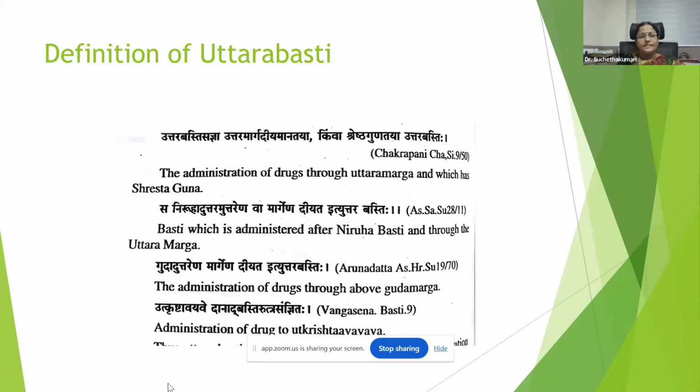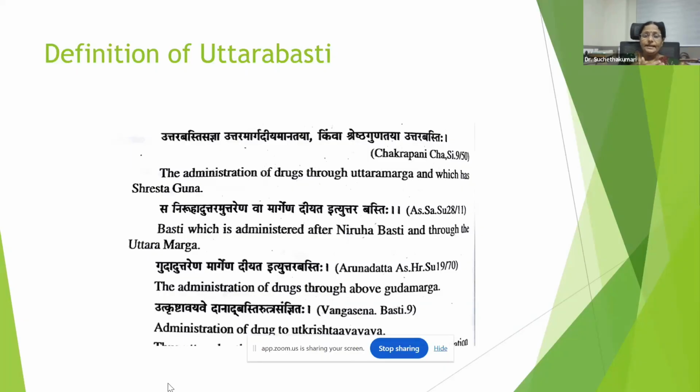of the Basti Chikitsa. But the route of administration is the genital tract. As we know from the definition, Uttarabasti is called so because the drugs are administered through the Uttara Marga, and also it has the Sreshta Guna, and also it is called Uttarabasti because it is administered after the Niruha Basti. Niruha Uttarena. That is why it is called Uttara Basti.